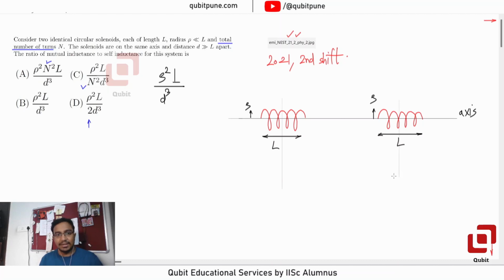Now we can consider the centers. Anyways, they say that the length is much smaller than distance d, and that should remind you of something. But anyways, I'll tell you what that is. The ratio of the mutual inductance to self-inductance for the system is asked. Let us first work on the self-inductance part.